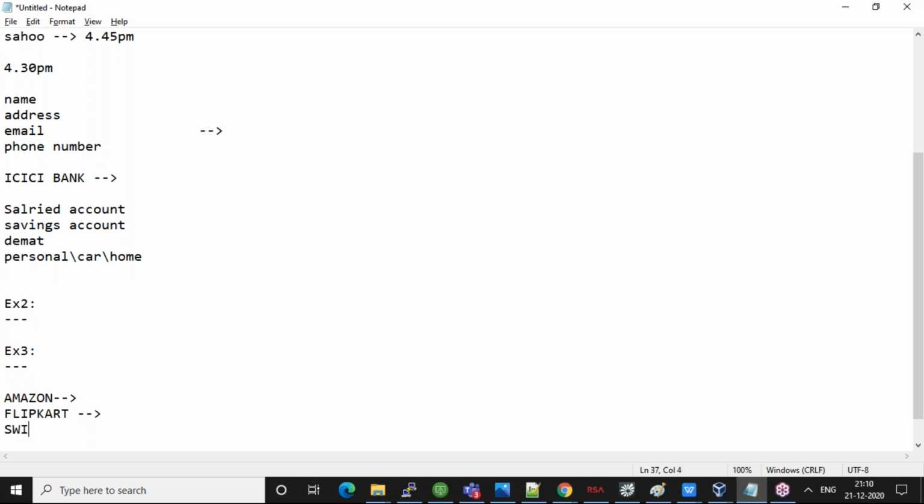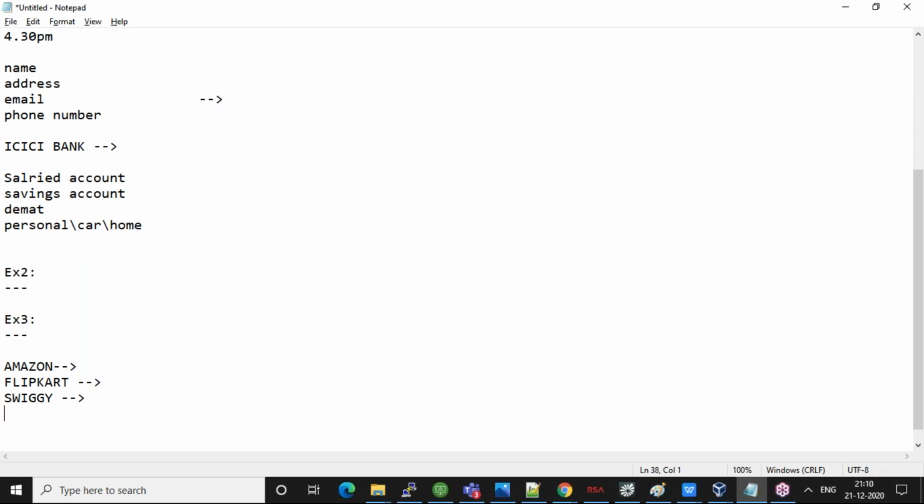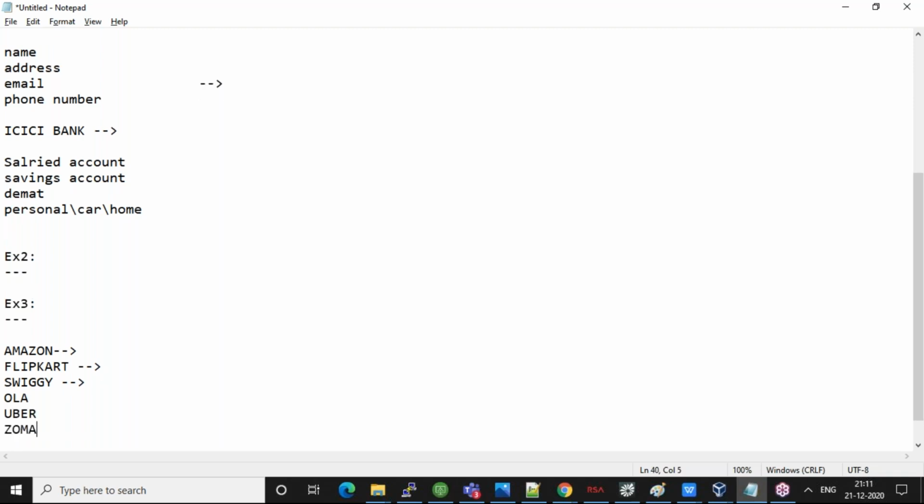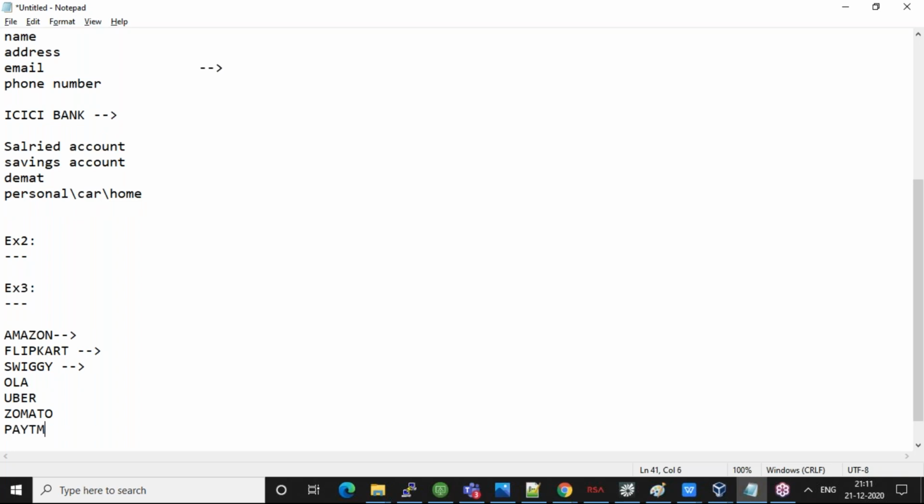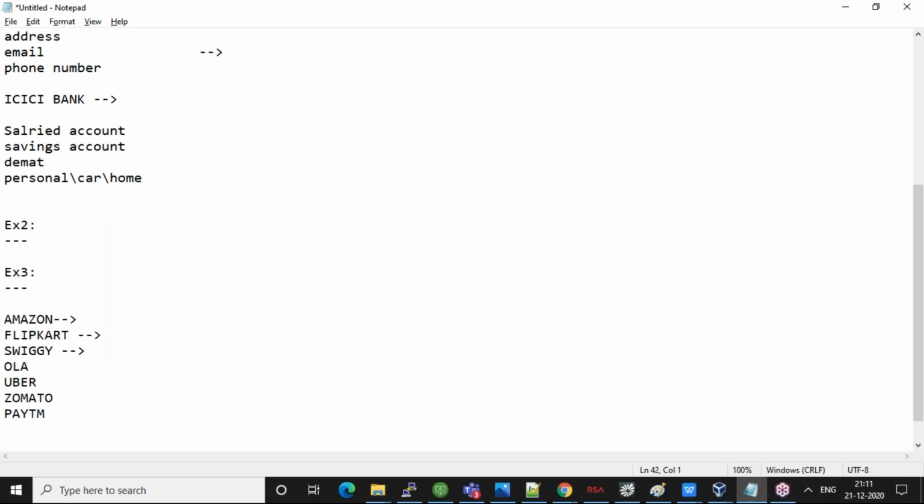The third topmost app nowadays is Swiggy. By using Swiggy, you can order items. You can order food items. Am I right or not? So here also you can provide your data. And the fourth one is Ola, the fifth one is Uber, the sixth one is Zomato, and the next one is mainly Paytm. Am I right or not?